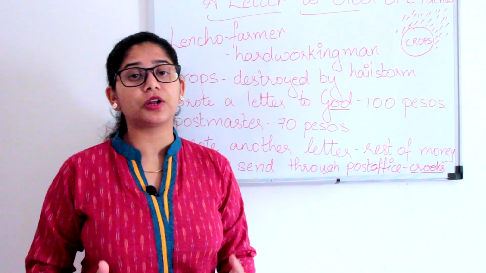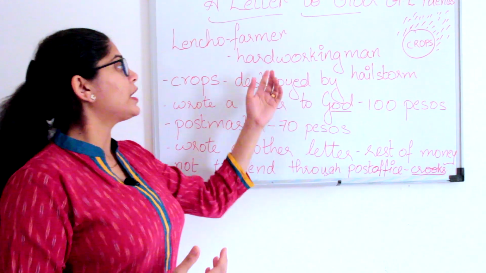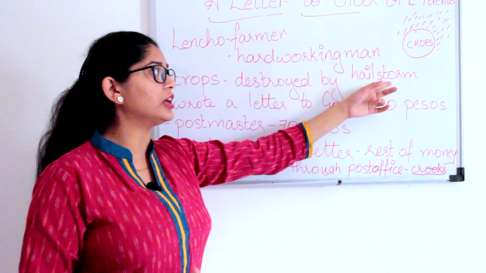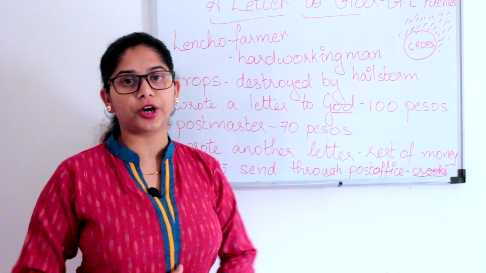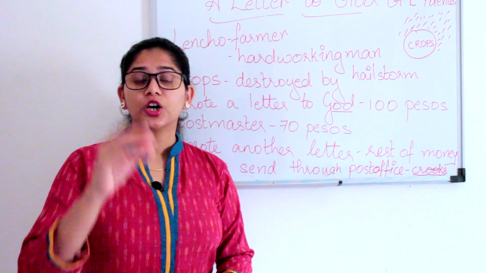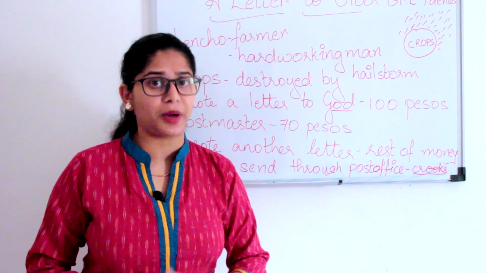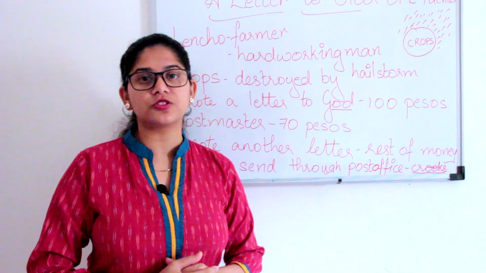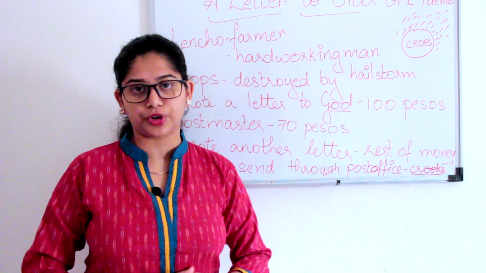But at that point of time, initially it was drizzling, but then it turned into a hailstorm. And because of the hailstorm, the whole crop was completely destroyed. What do you mean by hailstorm? You might have seen those small ice balls, ice particles. It's slightly different from ice pellets. It fell on the crops and the whole crop was destroyed.